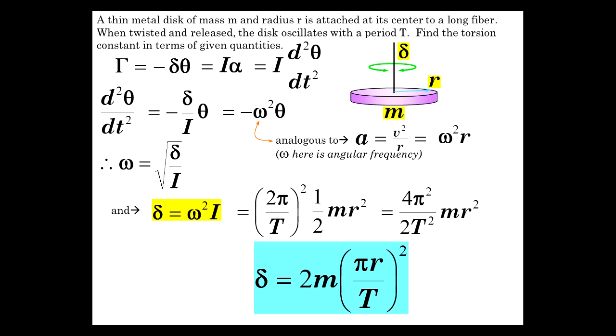And finally, we have our torsion constant, proportional to the mass and highly influenced by the period and the radius, proportional to the radius squared, inversely proportional to the period squared. So these two quantities are strongly correlated with the torsion constant. And there's the unit. So that'll conclude our brief introduction to angular simple harmonic motion.